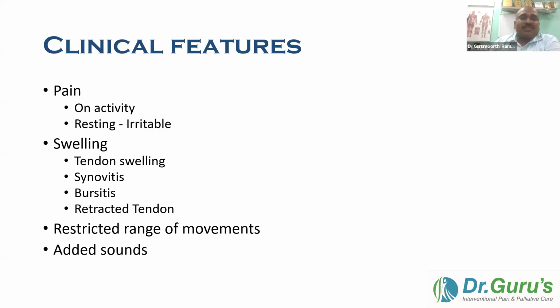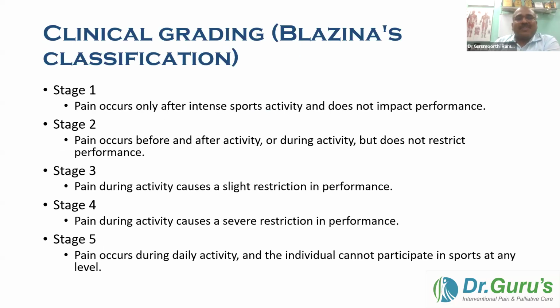Then the third most common symptom is difficulty in range of movements. Whenever the patient has subscapularis involvement, they will have difficulty in internal rotation. Whenever they have supraspinatus involvement, they will have difficulty in abduction. I'm just giving an example. They will have restricted movement depending on the tendon which was involved. And finally, in advanced stages, they may complain of a crepitus sound, right? It's very rare, but pain, swelling, and restricted range of movements are the cardinal clinical features of tendinopathy, right?